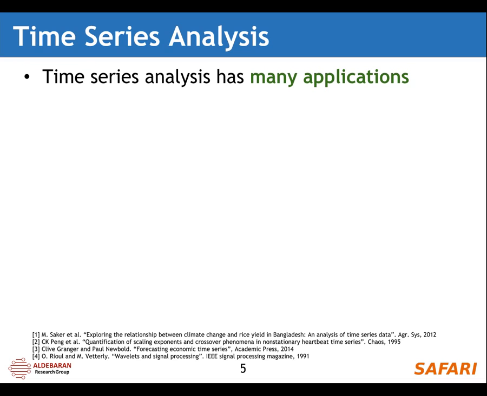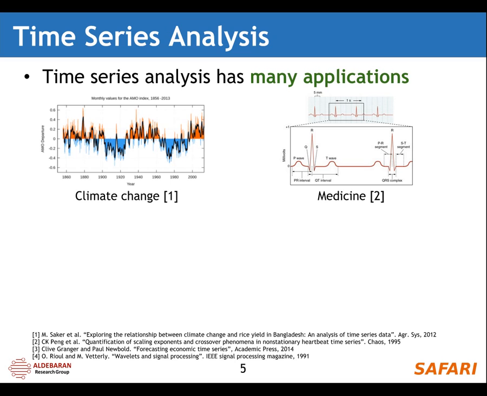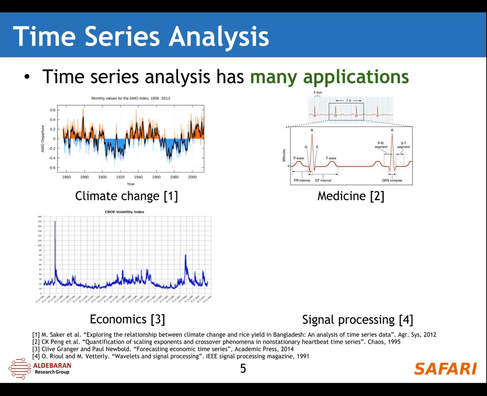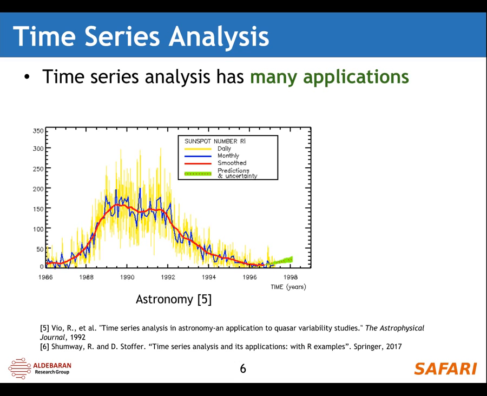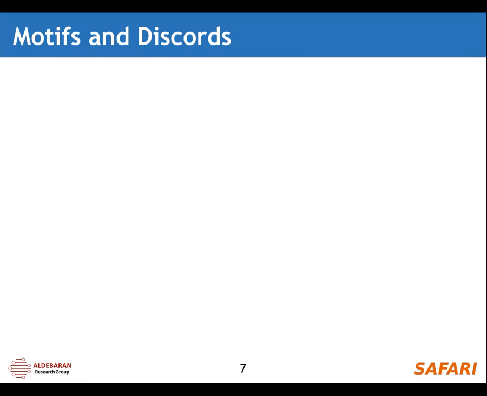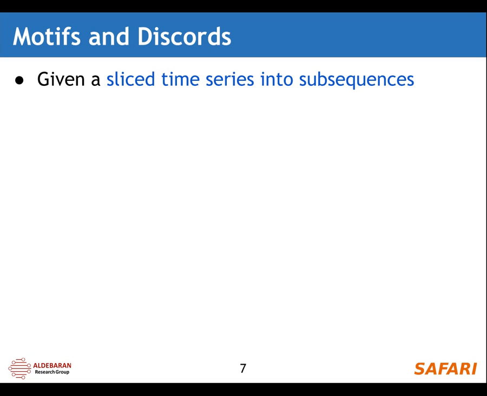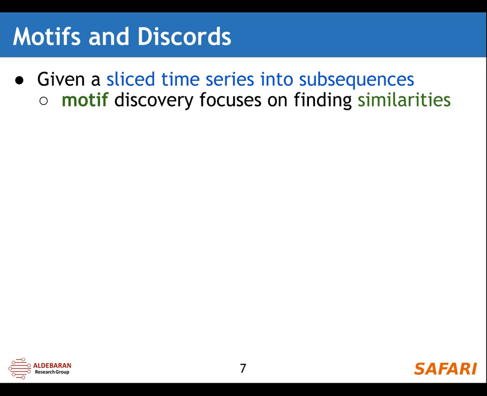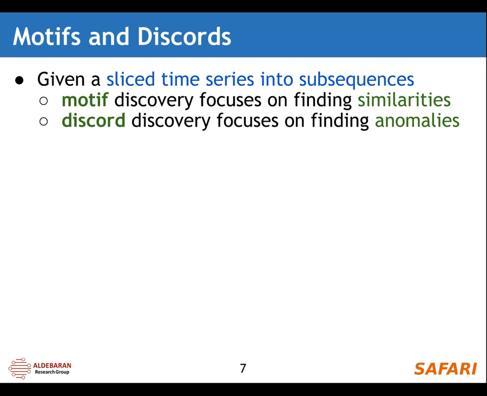Time series analysis has many applications, like climate change, medicine, economics, signal processing, even astronomy, and many more. Two of the most used primitives for time series analysis are Motifs and Discords. Given a time series sliced into subsequences, Motif discovery focuses on finding similarities, while Discord discovery focuses on finding anomalies.